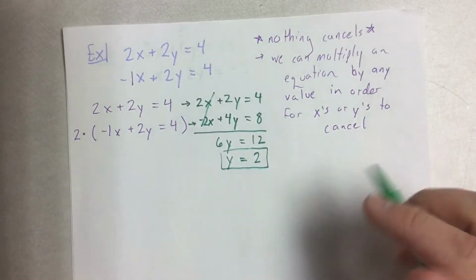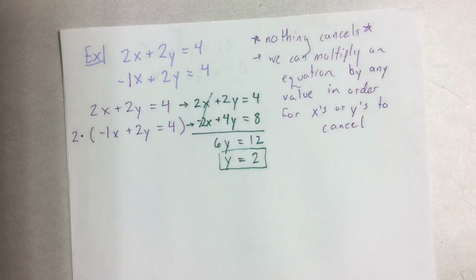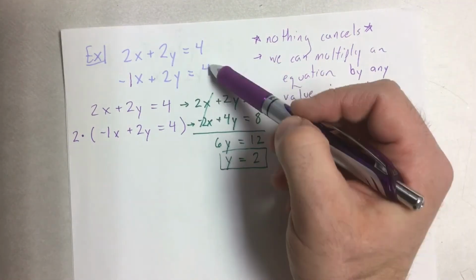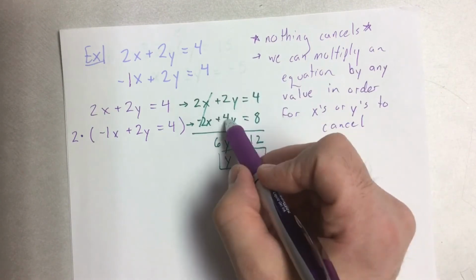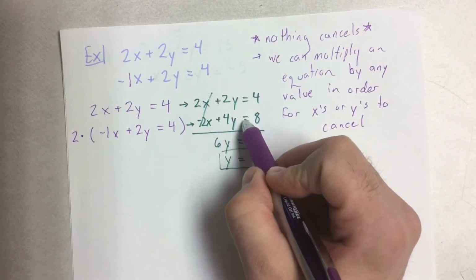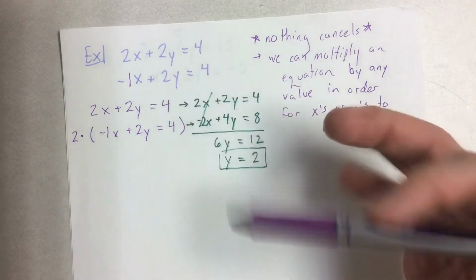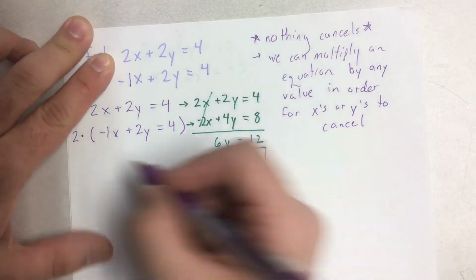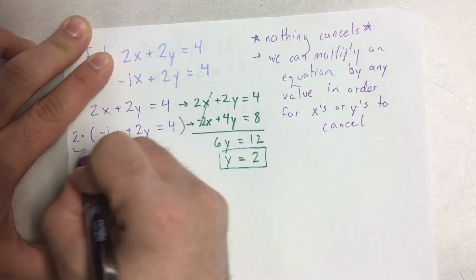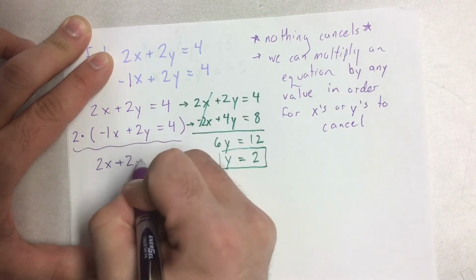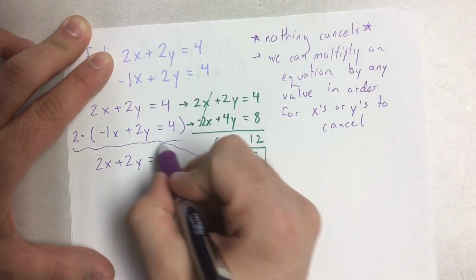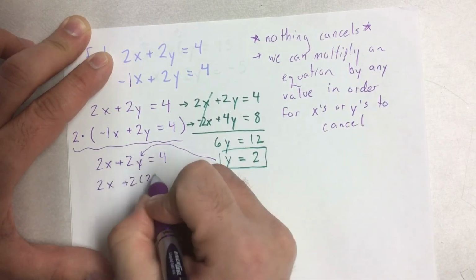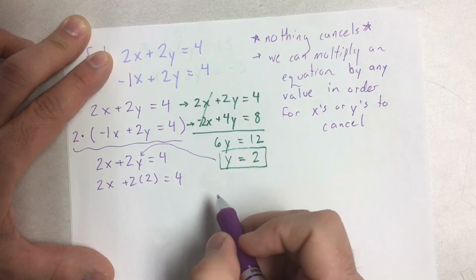Now with regard to placing this back in to get our x value, I could place it into our original 2, or I could place it into the modified equation. So I have 3 options here. So it doesn't really matter here. I'm going to place it into the first one. So 2x plus 2y equals 4. We have y to be 2, so 2x plus 2 times 2 equals 4.